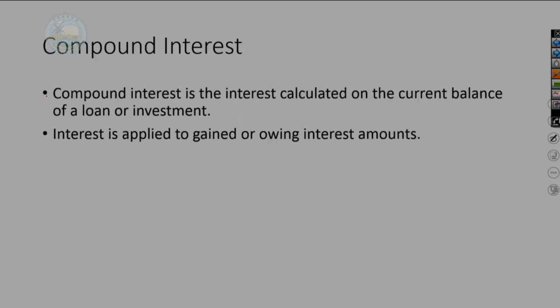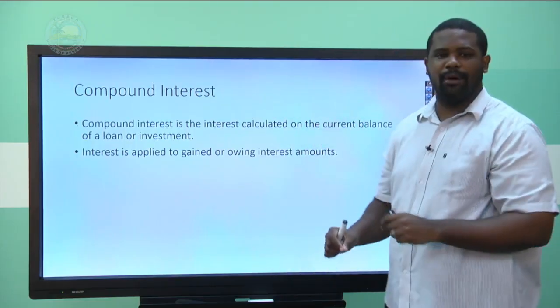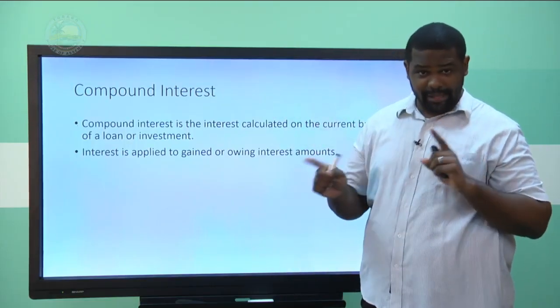Compound interest is the interest calculated on the current balance of a loan or investment. Now remember what simple interest is, right? Simple interest is the interest calculated on the initial amount. Always on the initial amount. However, compound interest is on the current amount. You see the difference, right?